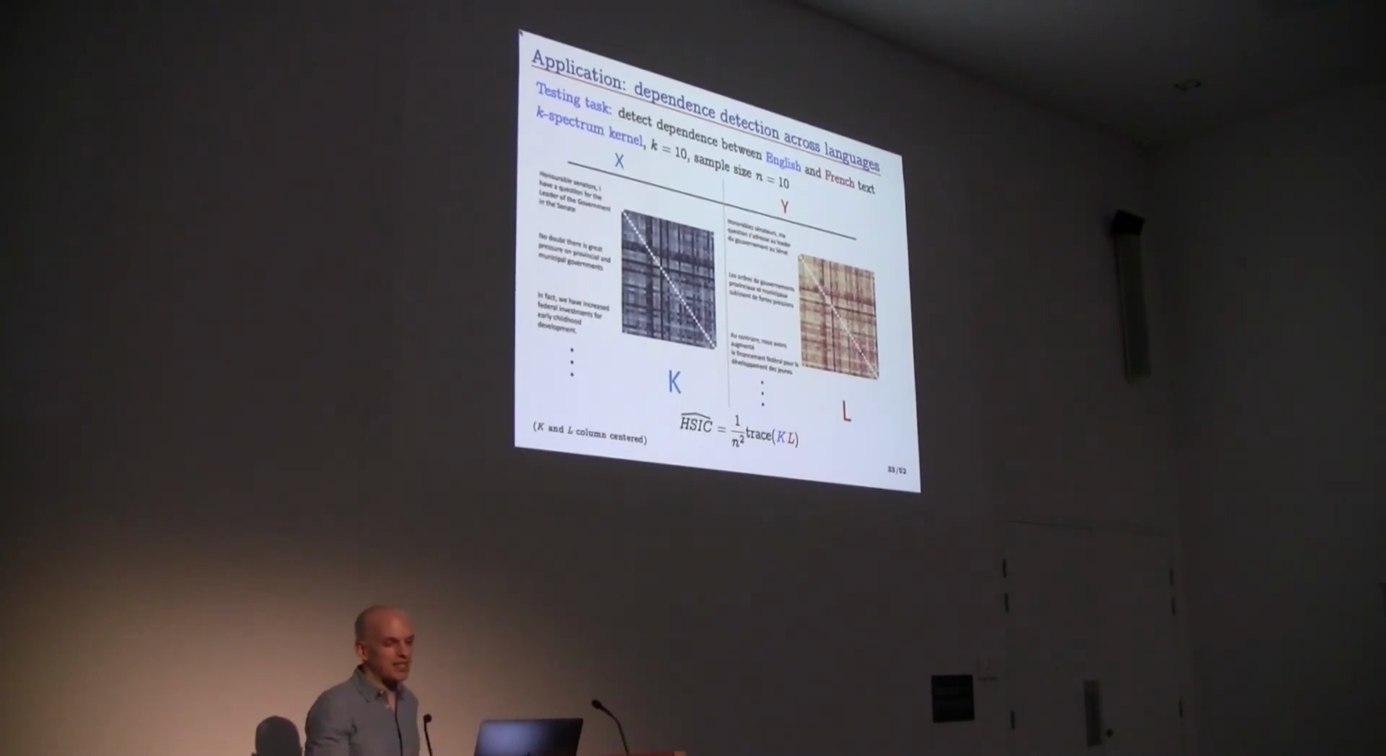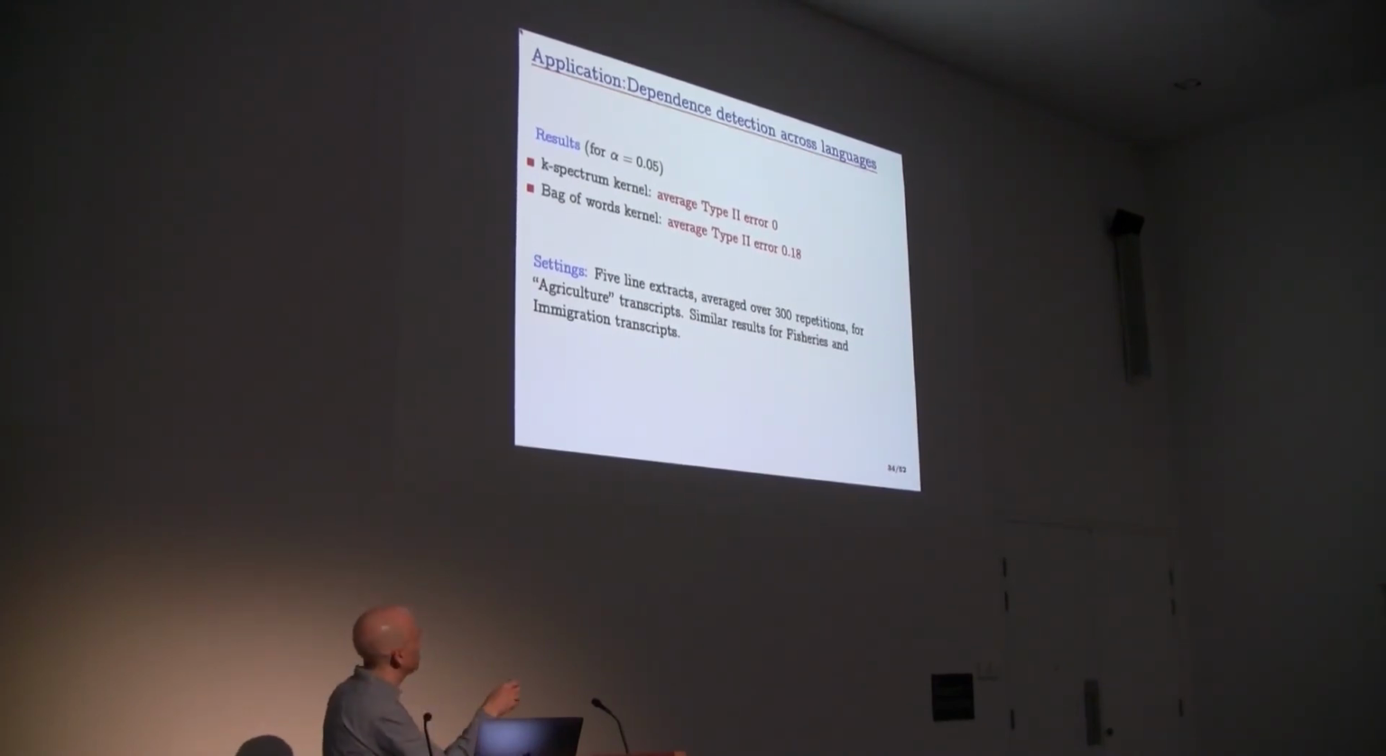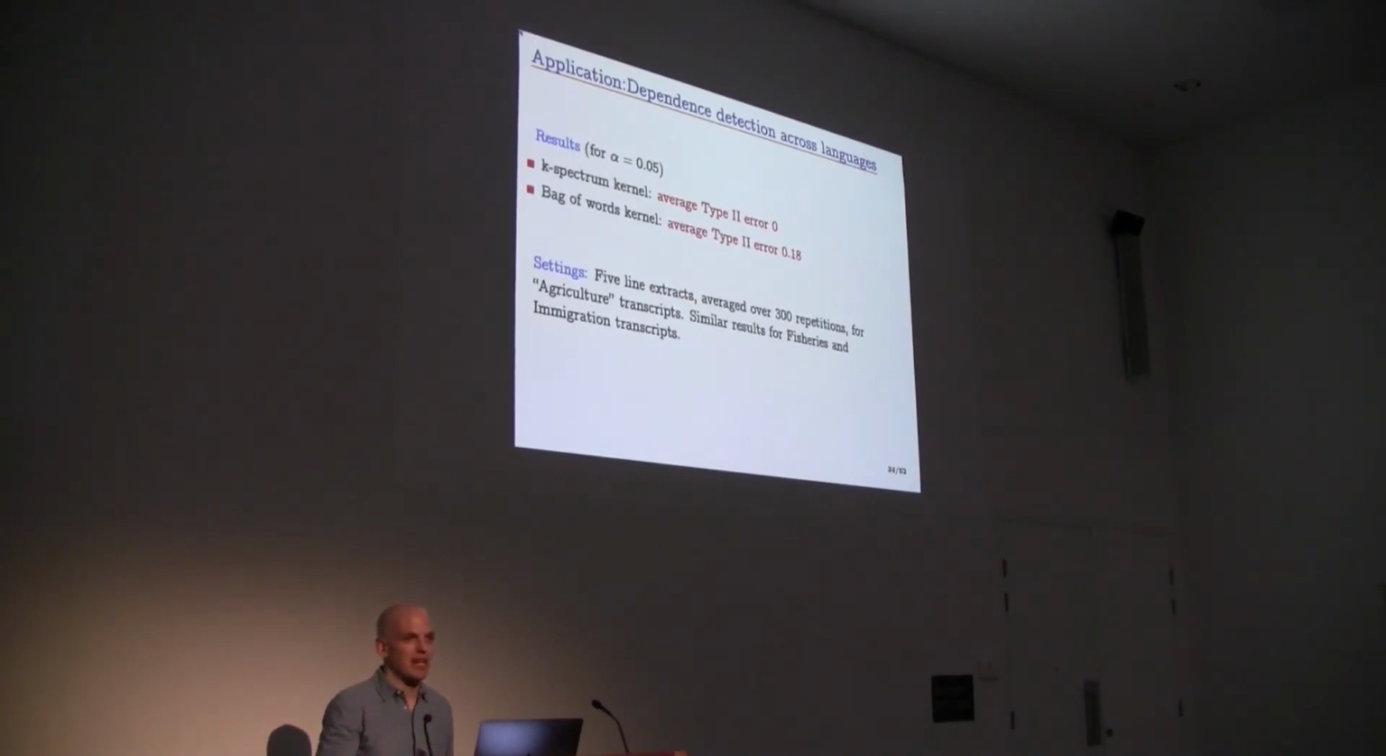So this is a nice intuition. How well does it work? Well, it works extremely well: the probability of mistakenly thinking that the translations are not correct is 0. But this is actually a function of the powerful kernel that we use. If you use a bag-of-words kernel, then we get a much higher rate of false negatives.